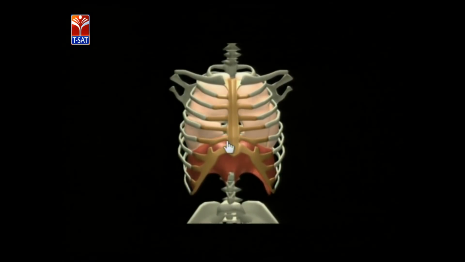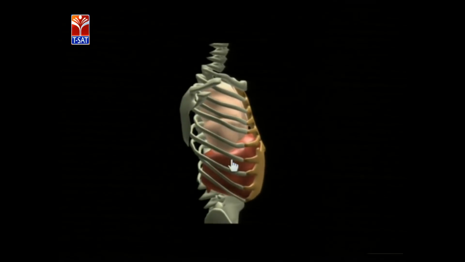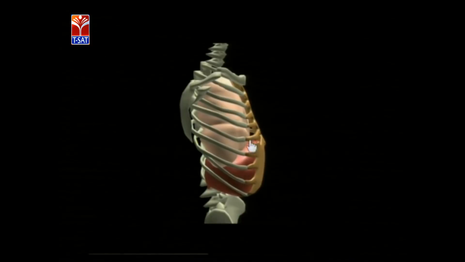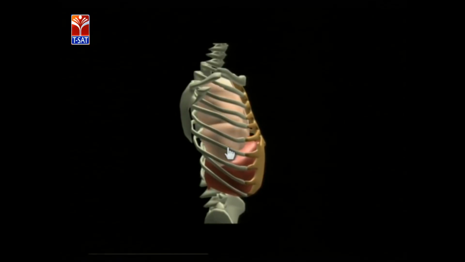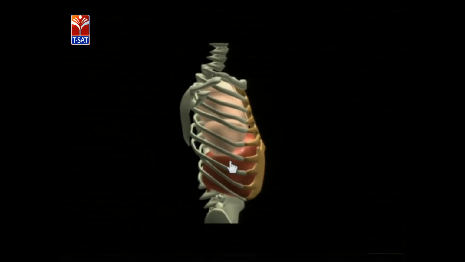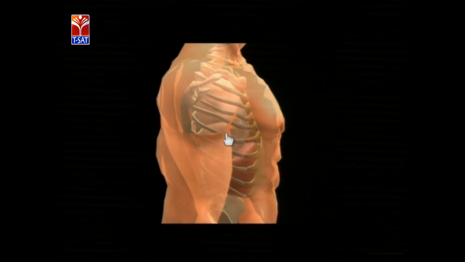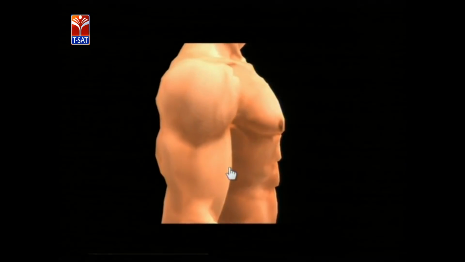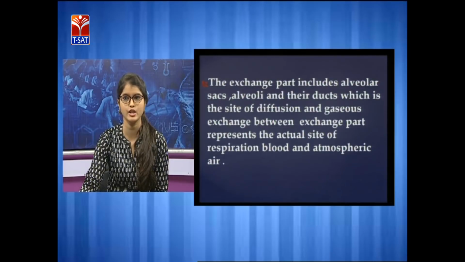These are the breathing movements when we inhale the air. This is the diaphragm. The diaphragm contracts when we inhale, and when we exhale, the diaphragm relaxes. This is the position which we acquire while inhaling and exhaling. This is the side view. Lungs will occupy more space when we inhale the air, so the diaphragm contracts. The exchange part includes the alveolar sacs, alveoli and the ducts, where the diffusion of gaseous exchange takes place, and this exchange part represents the actual site of exchange between blood and atmospheric air.